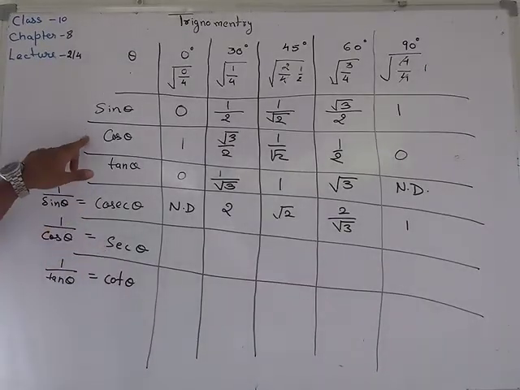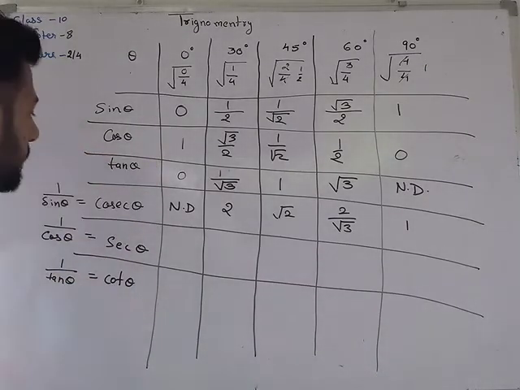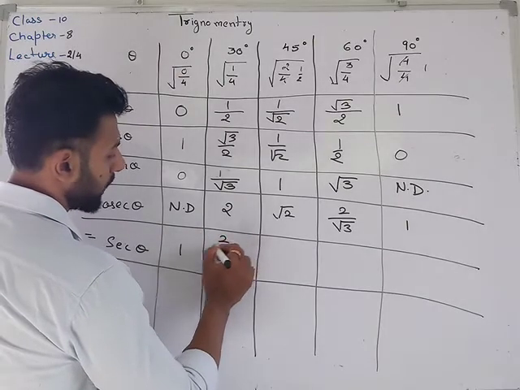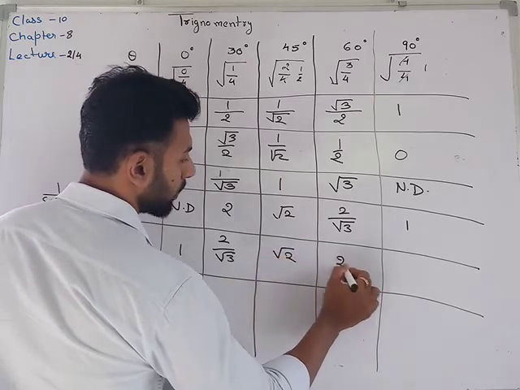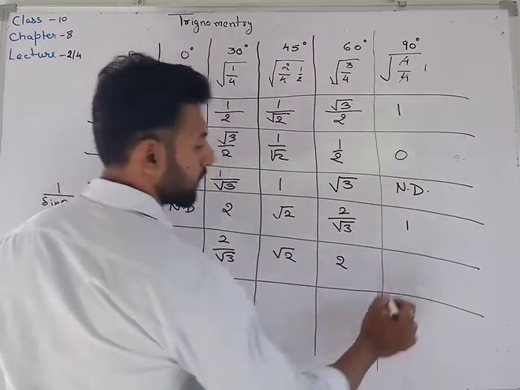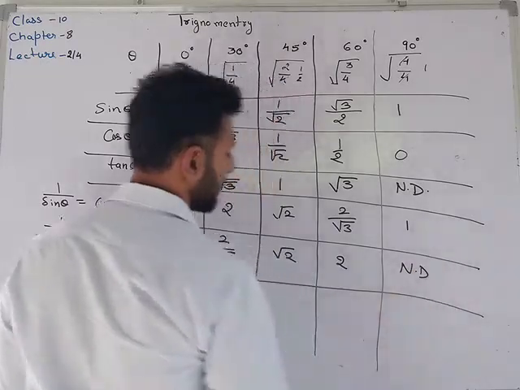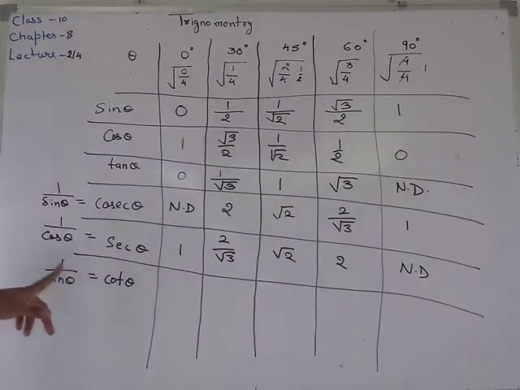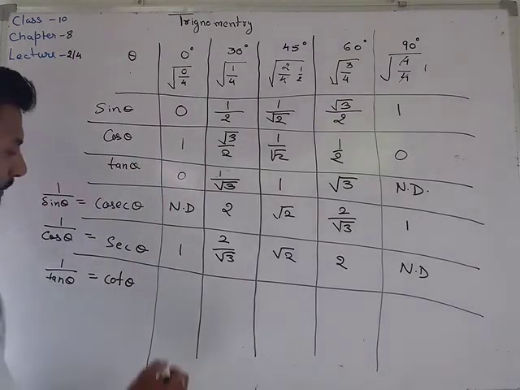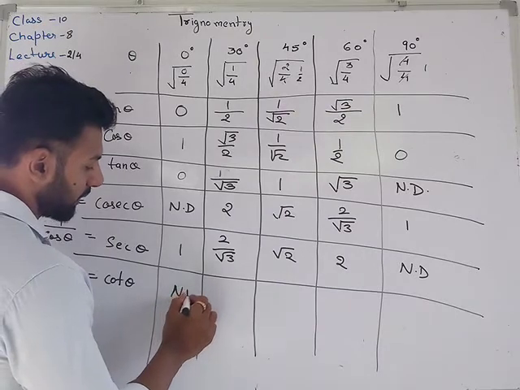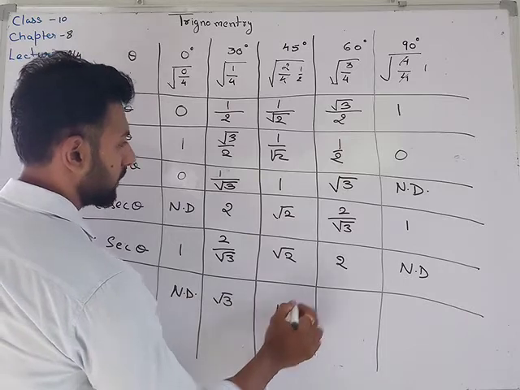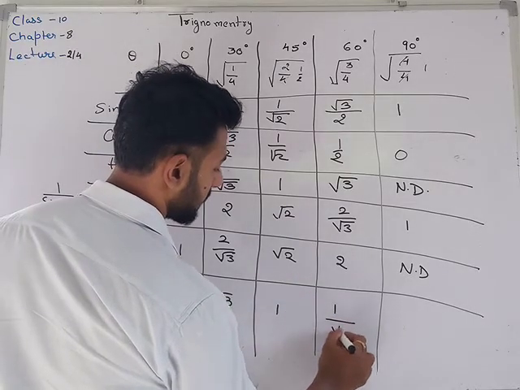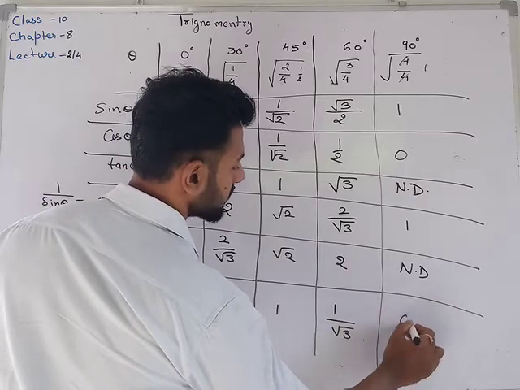Now sec theta is inverse of cos theta. Taking inverse of 1 will be 1. 2 by root 3. Root 2. 2 upon 1. And 1 upon 0 will be not defined. Now cot theta is inverse of tan theta. Inverse of tan theta means 1 upon 0 is not defined. Root 3 by 1, 1 upon 1, 1 upon root 3. And 1 upon not defined is 0.